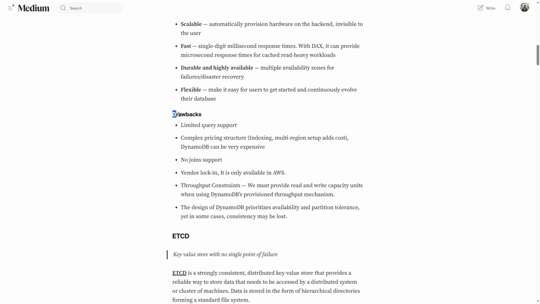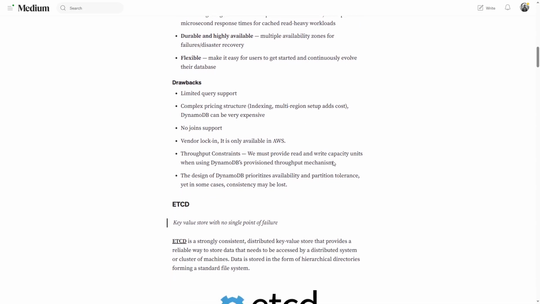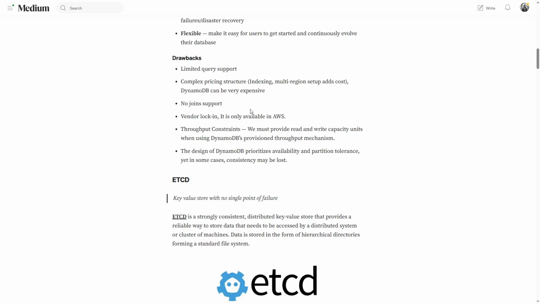There are certain drawbacks. Because this is not designed like a database, there is no querying capability much. We have to always rely on get and put. And the pricing structure is complex in a sense, like it is built for indexing and multi-region setup as well, so it can get expensive as well. Joins are not supported, which is another thing. Vendor lock-in is there because it is only available in AWS.